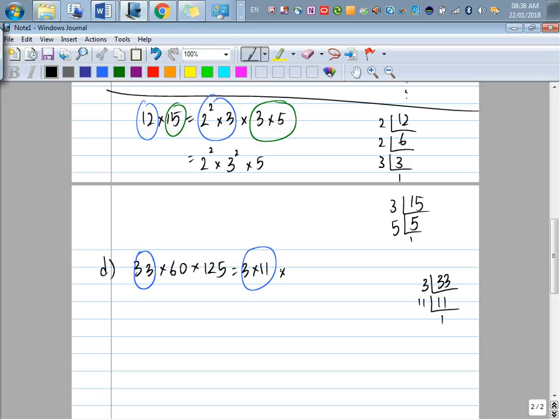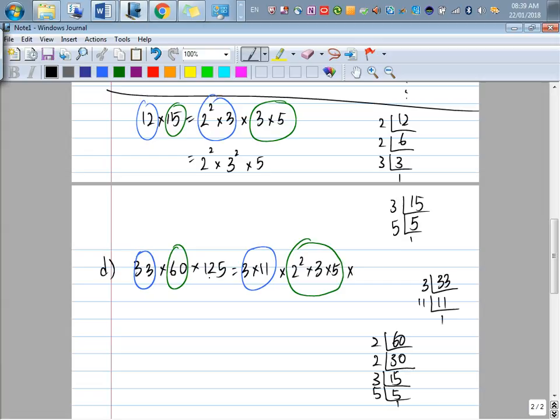And then multiply this by 60, right? So 60 divided by 2, you get 30. Divided by 2, 15. Divided by 3, 5. Divided by 5, we get 1. So this is 2 square times 3 times 5. This is in green, for you to see clearly the relationship.